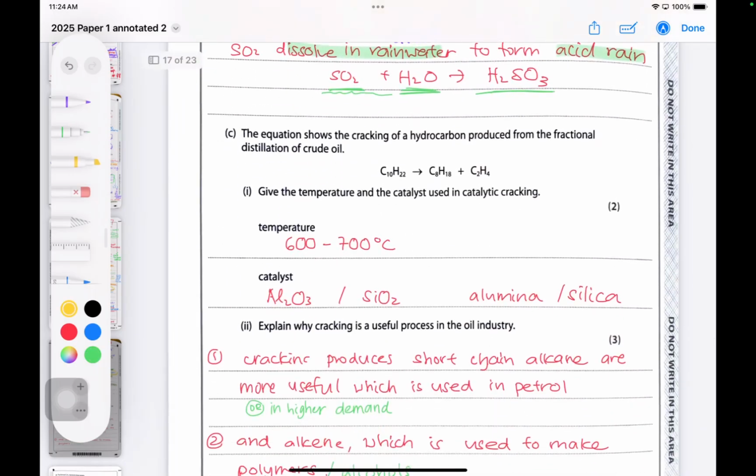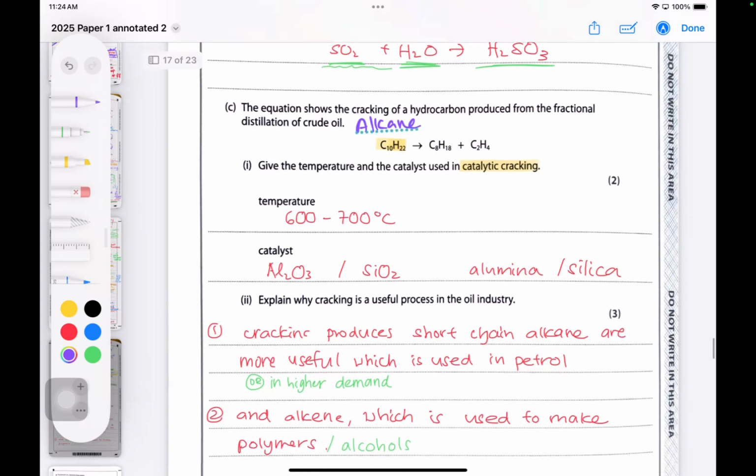Moving on to part C. This is a very common question. They talk about cracking here. We start off with a really long alkane molecule, and what happens is we break down the long molecule into something shorter and more useful. They like to ask the condition for catalytic cracking. As the name suggests, there's a catalyst involved. There are 2 possible catalysts: one is alumina and one is silica.